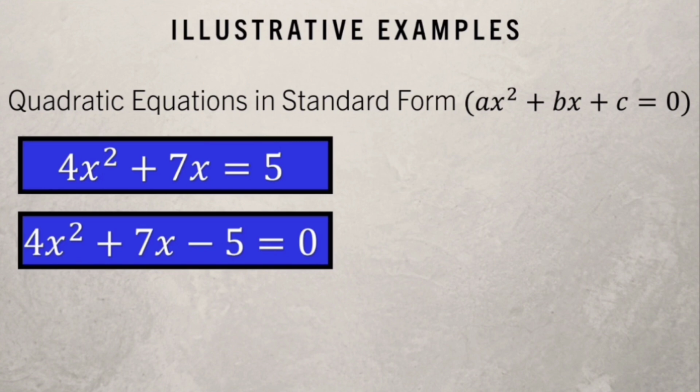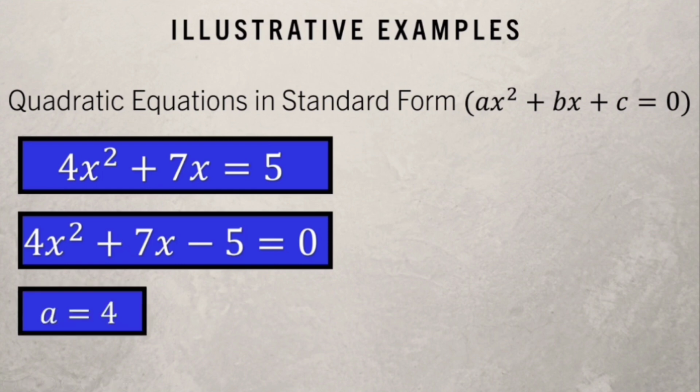And then after that, we may now find the value of a, b, and c. For the value of a, the constant number in the quadratic term is our value of a. And for the value of b, the constant number in our linear term is the value of b. And for the value of c, the constant term is as it is. So let's find the value of a. The value of a in this equation is 4. As you can see, the constant number in the quadratic term is 4.